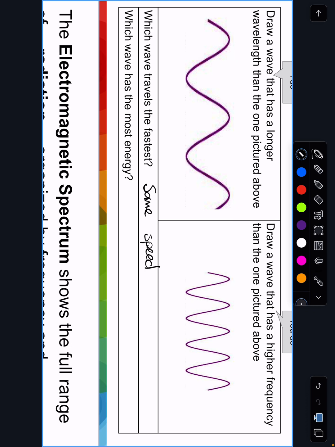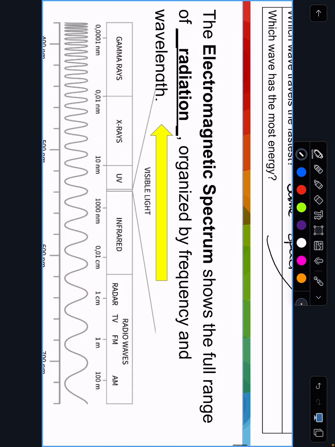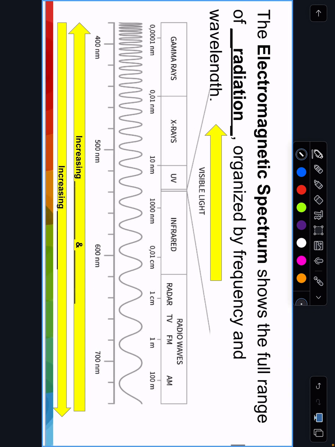Now, energy is our final piece we want to connect it to. Energy and frequency are directly related. So the higher the frequency, the higher the energy. So this wave would have a higher energy because it has the highest frequency. Okay?